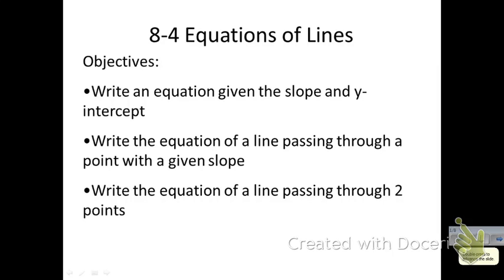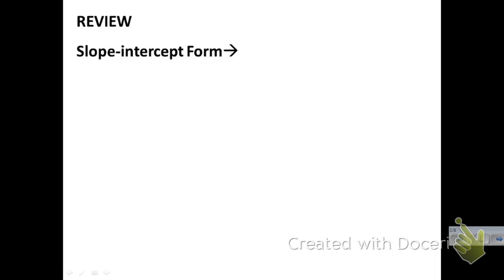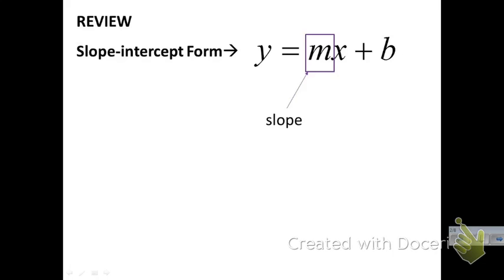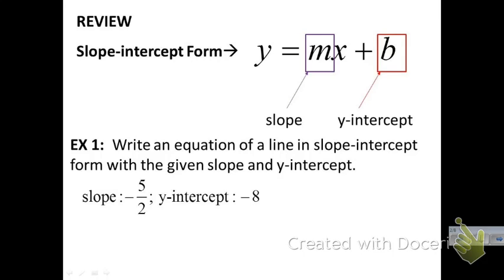Okay, today we talked about equations of a line, so we're going to write the equation given the slope and the y-intercept, and then we're going to write the equation of a line that passes through a point and has a given slope, and then last we'll write the equation of a line passing through 2 points. So as a review, slope-intercept form is y equals mx plus b, where m represents the slope and b represents the y-intercept. Example 1 just says write the equation of the line.